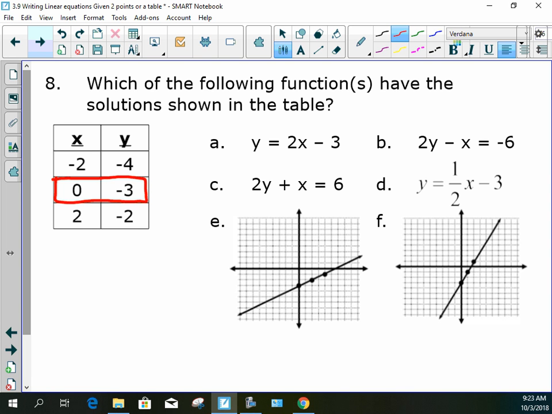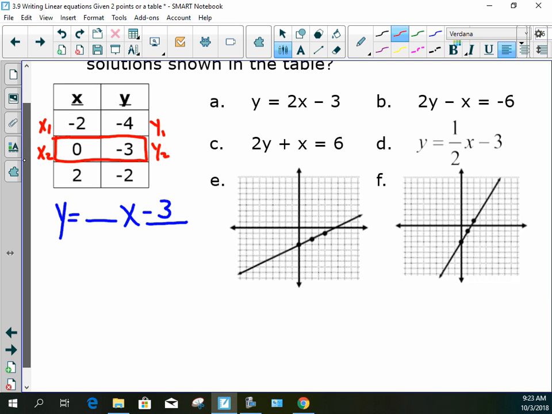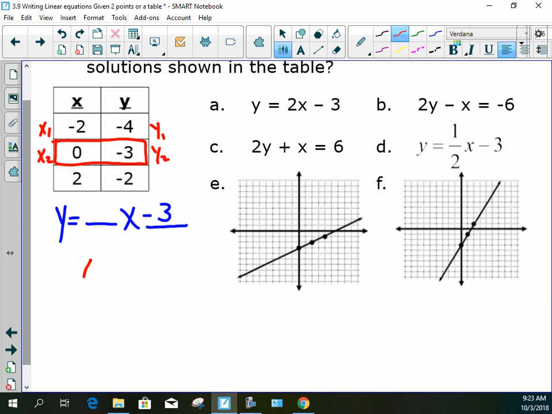So, how are you going to have to do this? Well, you're going to have to go y equals blank x blank. You know your y-intercept is minus 3. Now you have to find your slope, don't you? x1, x2, y1, y2. So now I'm going to find my slope. So I do this.